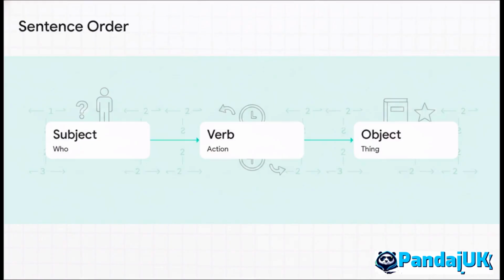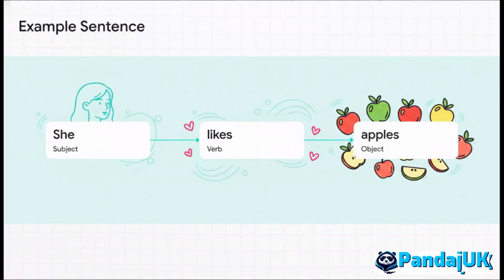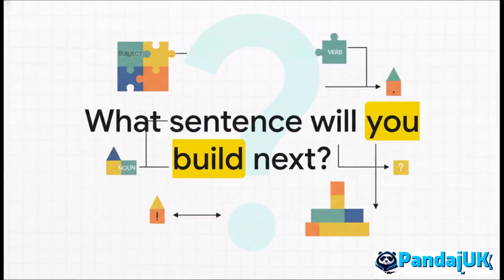Now let's build. English sentences follow a strict order. Who, the action, then the thing. Subject, she. Action, likes. Object, apples. Put it all together, she likes apples. You've got all the building blocks now. So, what English sentence will you build next?